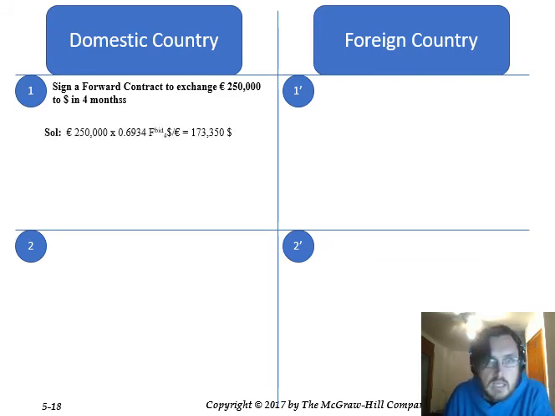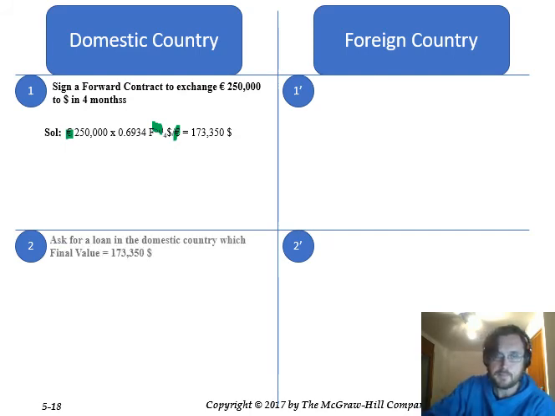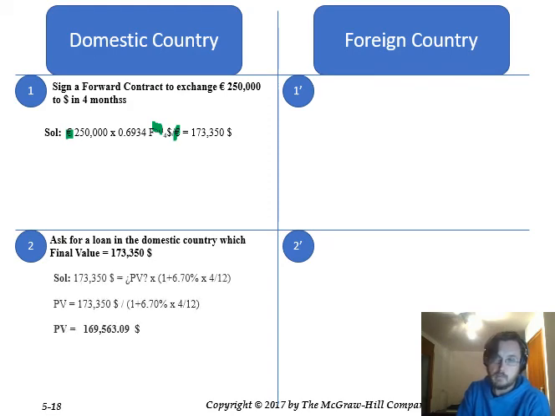Once again, the one that we are trading is at the bottom of the chain rate, so we're going to use the bid, and that gives us 173,350. Now we need to ask for a loan, whose final value is that amount of money. The interest rate in your country is 6.70%. Remember, it's always the borrow interest rate, so we calculate the numbers and we get this much, 169,563 in just 4 months. So it's not that far from the number that you can get in the US.